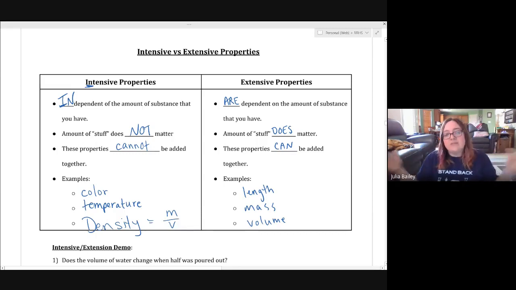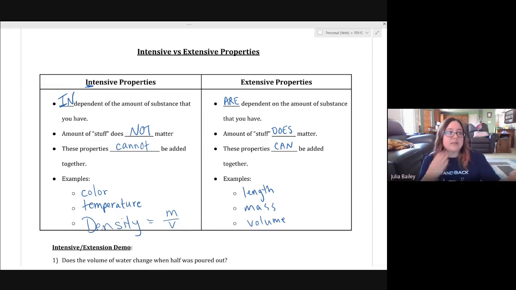The amount of stuff you have matters, but you can also add it together. Like I could weigh out 250 grams, put it in a bowl, weigh out another 250 grams, add it together. There's my 500 grams. The amount of stuff matters because if you have more stuff, you have more mass. You can add masses together. Those are the two things that tell you mass is an extensive property.